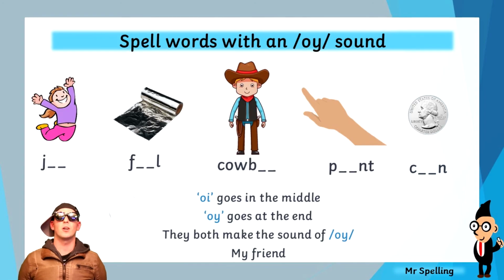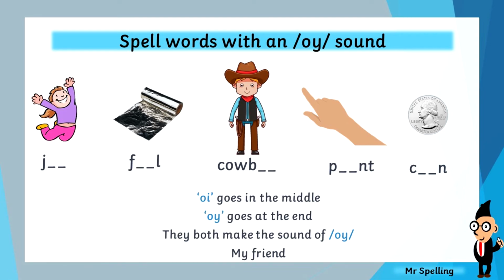Now it is your turn to apply the spelling rule. I have 5 words. I've spelt most of the word. I've just left out the oi sound, and it's your job to rewrite the word using the correct oi sound. So can you spell these words as the music plays? And the words are joy, foil, cowboy, point, and coin.